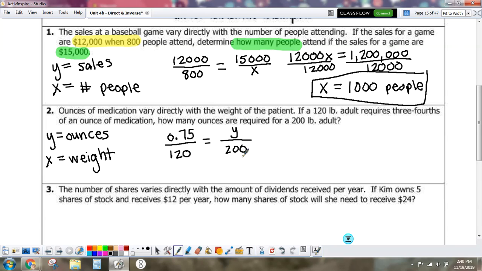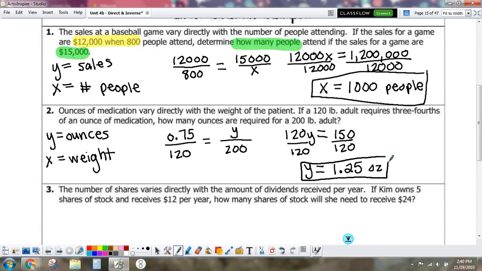Again, cross multiply. And then 200 times 3/4 is 150. Divide both sides by 120. And Y should get 1.25 ounces. And number 3, I'm going to have you try that one on your own.